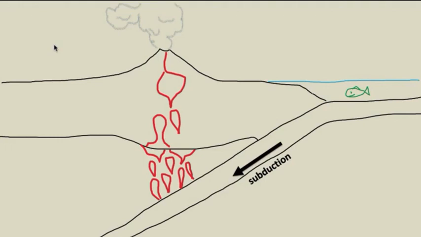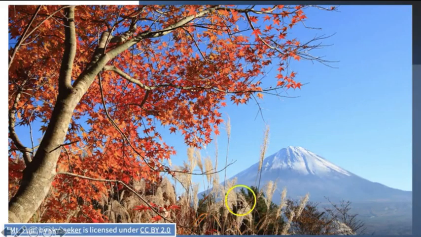Here, subduction is making magma, which rises through the crust to form a volcanic mountain, through repeated eruptions over time. This is Mount Fuji in Japan, which has been made through the process of subduction summarized in the previous slide.